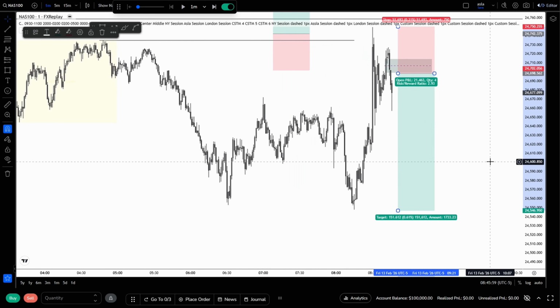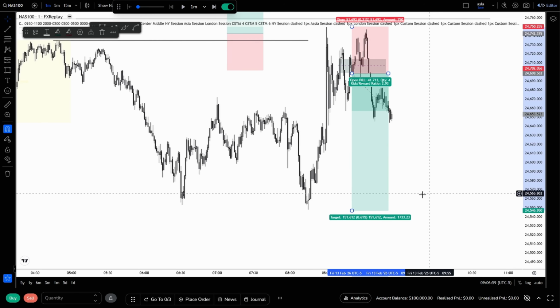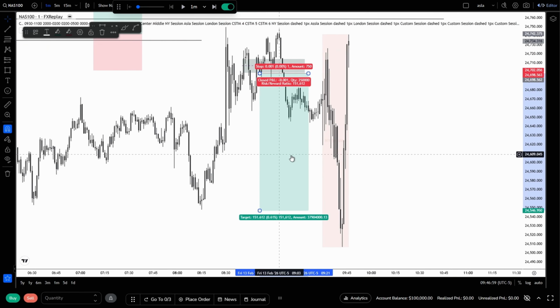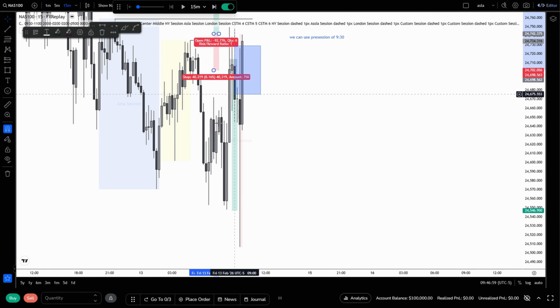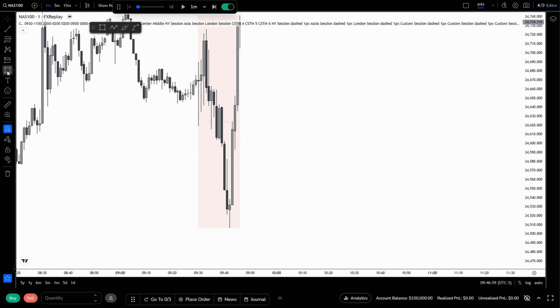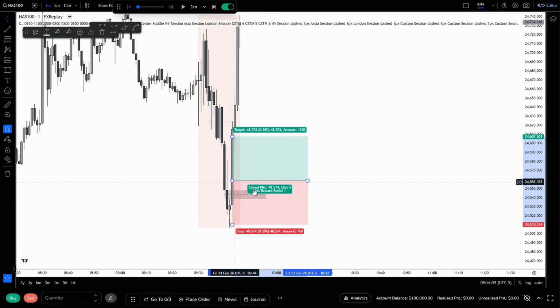Then at the 9:30 open, price sweeps the lows again. What do we do? The exact same thing. We wait for confirmation, target equilibrium first, move stop loss to break even once that midpoint is reached, and then target the opposing buy-side liquidity. And as you can see, price does exactly that.